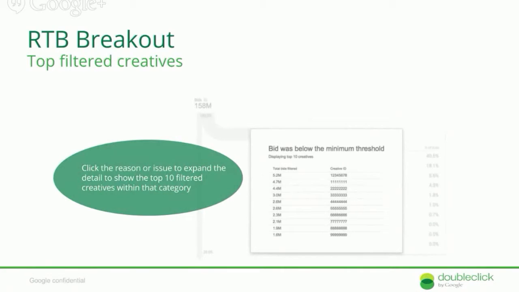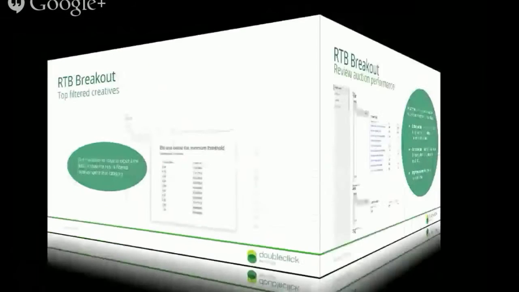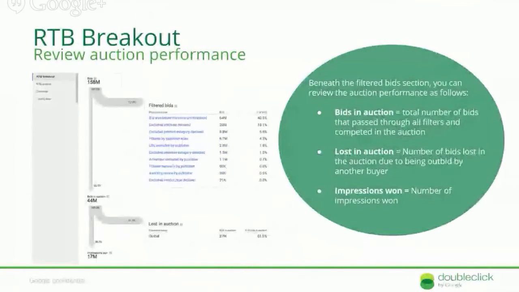So if you had 64 million bids that were filtered out because the bid was below the minimum threshold, you can actually see which individual creatives attributed to that, and you can use that to track down what may have gone wrong. And then finally, next slide, among those that participated in the auction, you can see how many were impressions that you actually won versus where you were outbid.